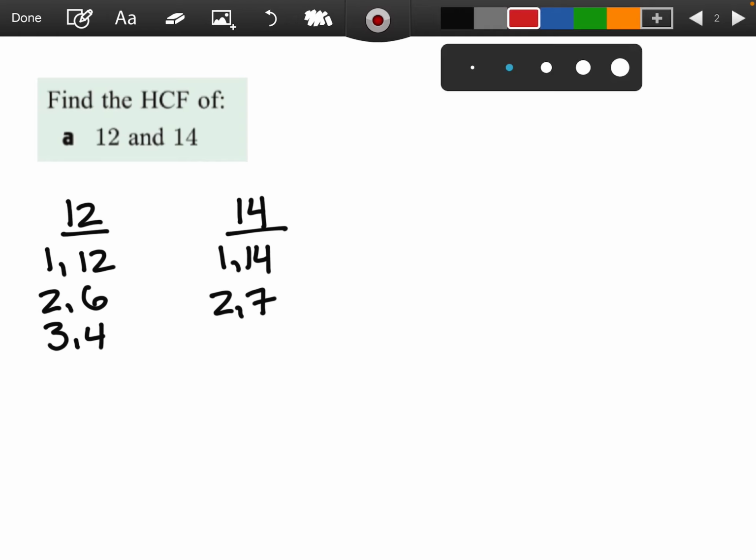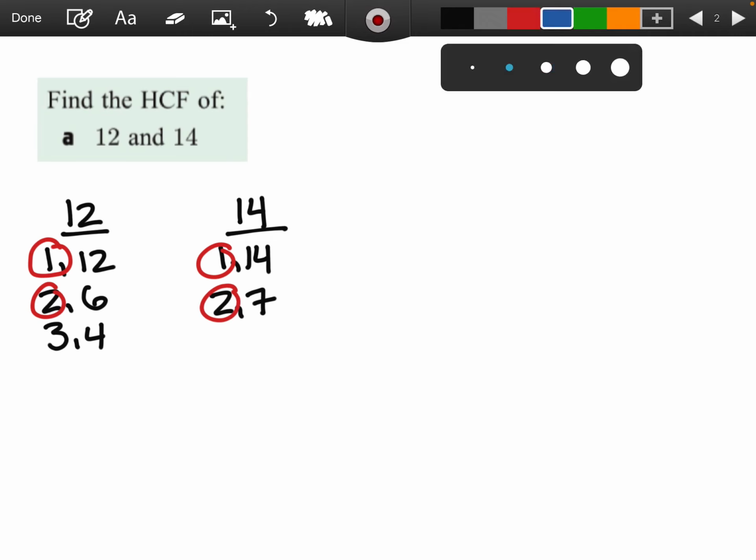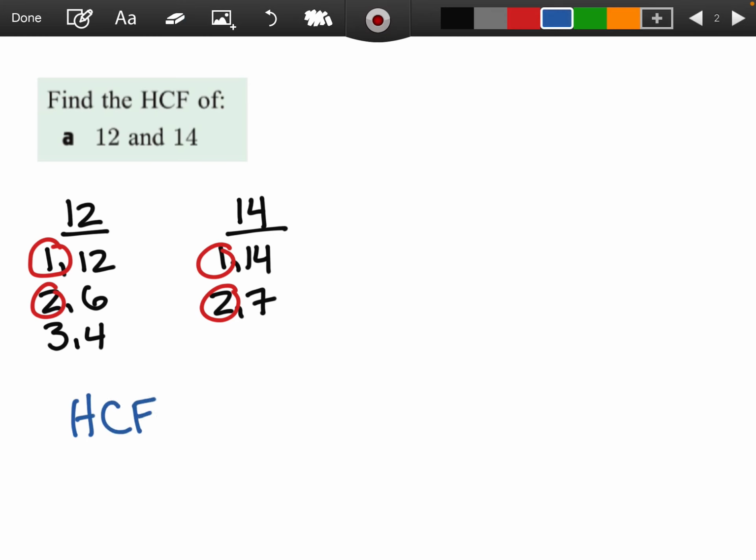Then we want to look at the numbers that are on both lists. So we see 1 on both lists, we see a 2 on both lists, and there are no other numbers that are in both lists. So we look at the numbers that are in both lists, we pick the highest one. So highest common factor, HCF. Sometimes you'll see this referred to as GCF, greatest common factor. Interchangeable, doesn't matter, they mean the same thing. So the highest common factor of 12 and 14 is 2. And that's it. That's all there is to it.